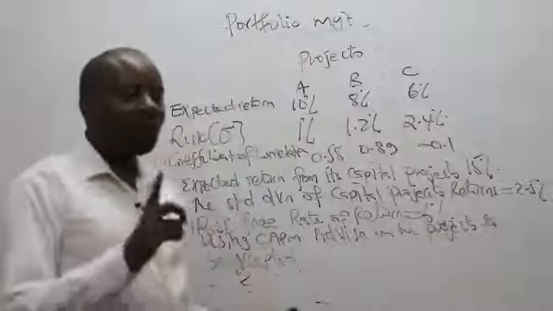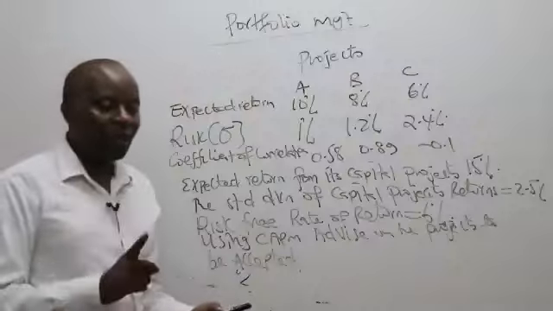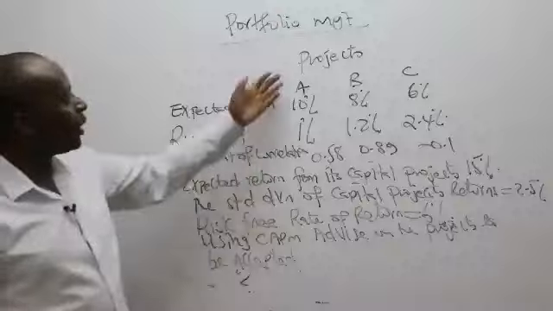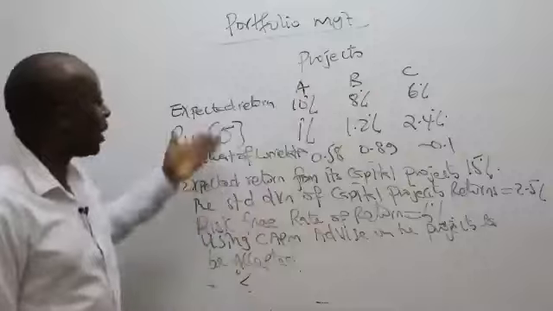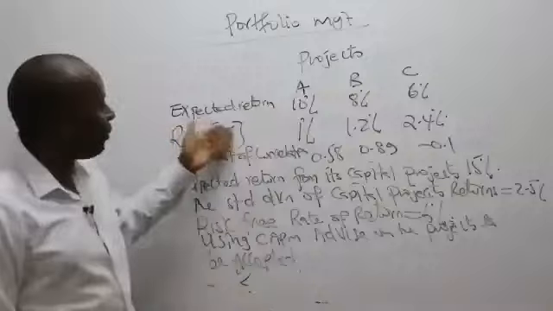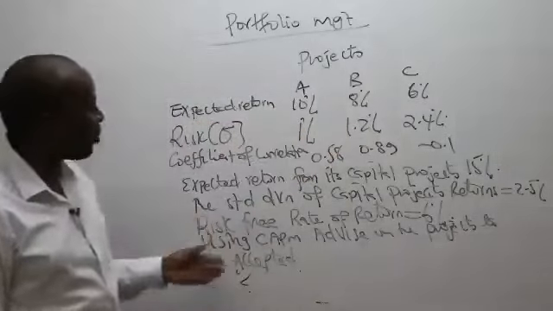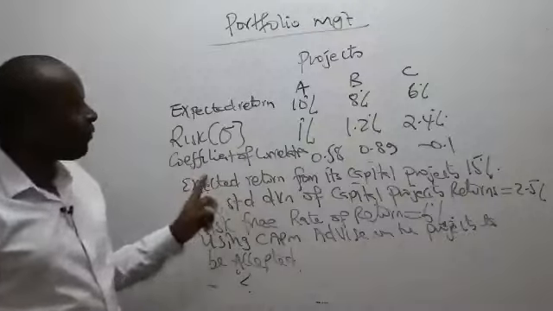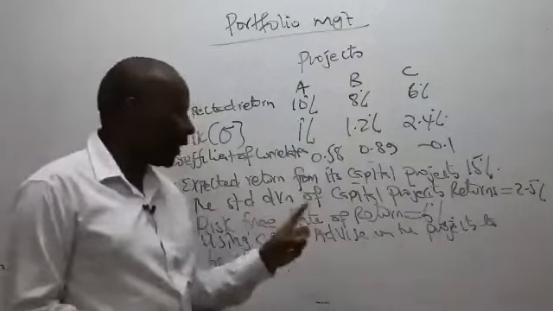So what some good student is telling me here, ladies and gentlemen, is that the first thing I need to do for this kind of question, where they have given us 3 projects, is look at what we have: expected returns, the risk-free rate measured there for the projects, and then the coefficient of correlation. Expected return from its capital projects is 15%.